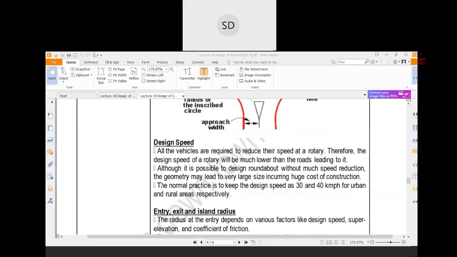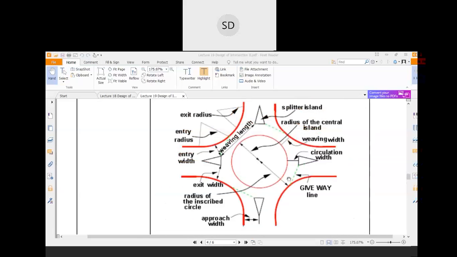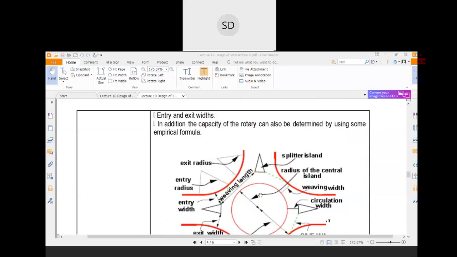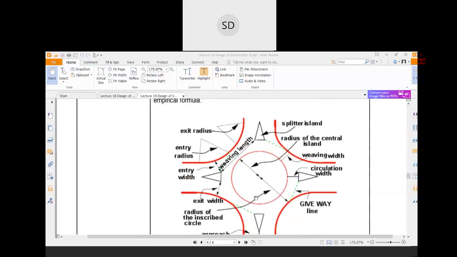Now the normal practice is to keep the design speed as 30 and 40 km per hour for urban and rural roads. So for urban roads the speed at the intersection would be limited to 30 km per hour, and in rural areas it would be 40 km per hour. This is the limiting speed, the speed based on which you have to design your rotary intersection.